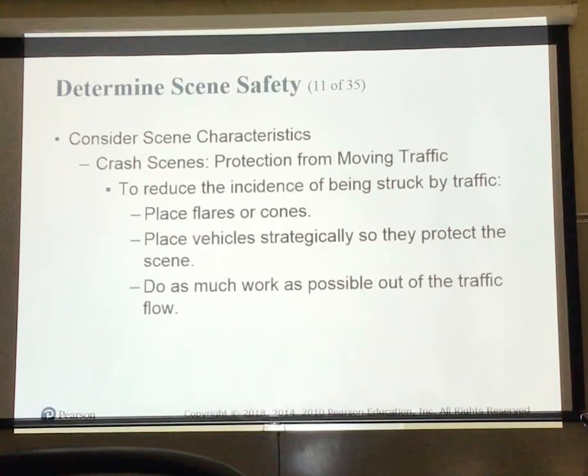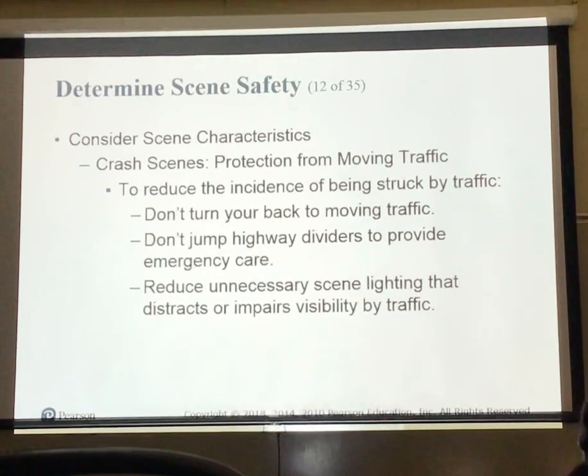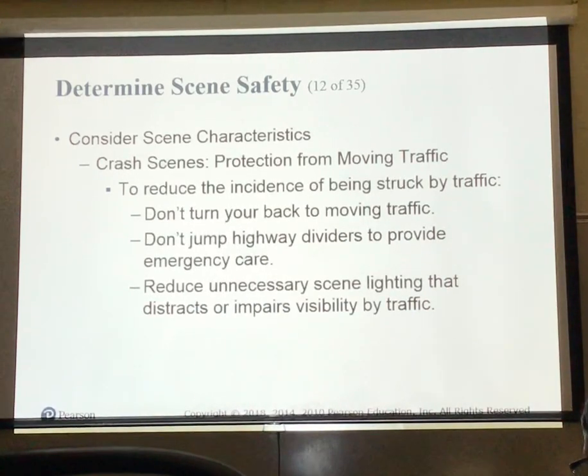Alright, place flares or cones. Strategically place your vehicles so that they protect you. Do as much work as possible out of the flow of traffic. Don't jump highway dividers to provide emergency care while leaving yourself exposed to moving traffic. Always turn your vehicle around. Your vehicle is your biggest safety measure, okay?